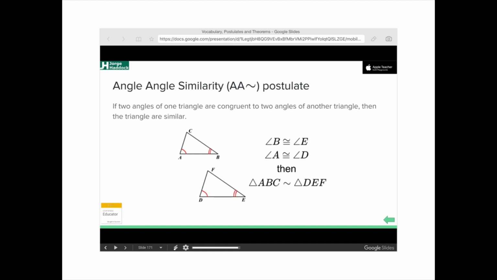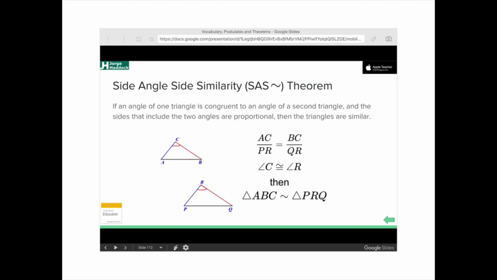Let's say if two angles of one triangle are congruent to two angles of another triangle, then the triangles are similar. So that means that if A is congruent to D, B is congruent to E, then triangle ABC is similar to DEF. And the same way as we write the congruency statement, we write the similarity statement in corresponding order, right? So the next one is the side-angle-side similarity.